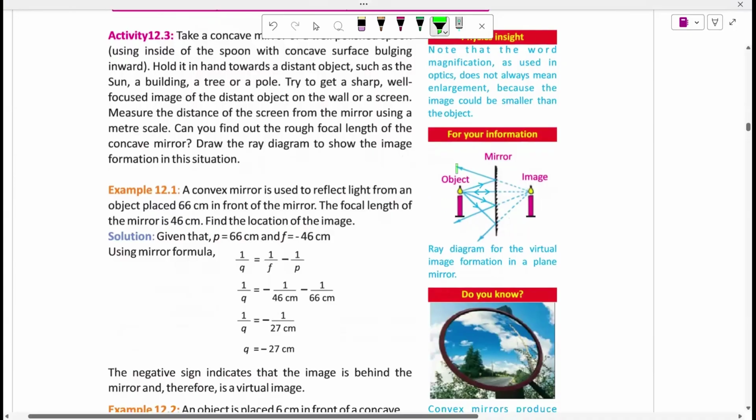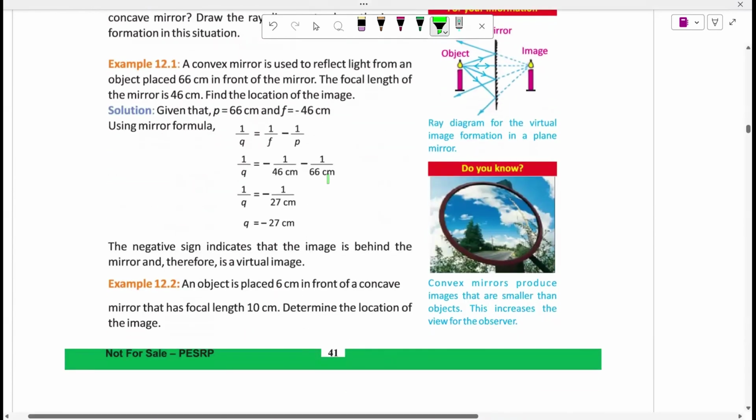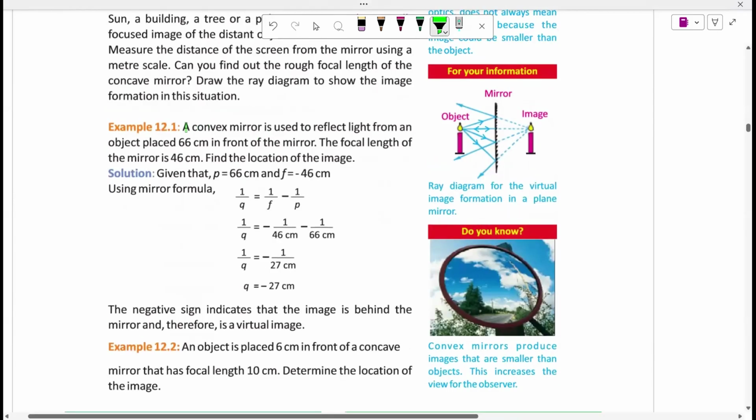This is a diagram जो हम normally draw करते हैं to find out the image. There's a formula. Let's see this example. A convex mirror is used to reflect the light from an object placed at 66 centimeters. So P is 66 centimeters. F is 46. We'll take 46 as positive or negative? Negative, because it's a convex mirror. उसने start में हमें ये discuss करवा दिया. We need to find out the distance of image, that is Q हमें find out करना.